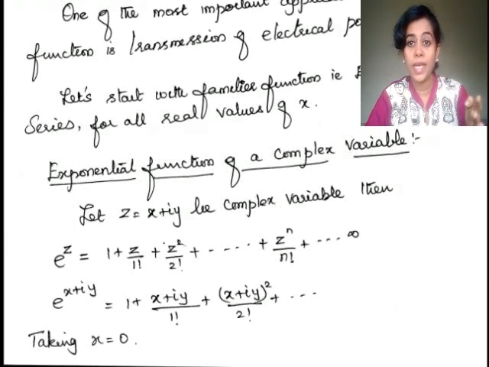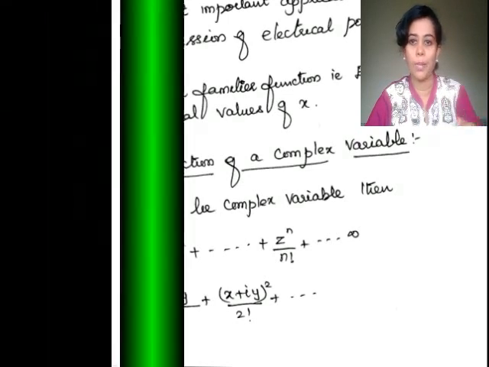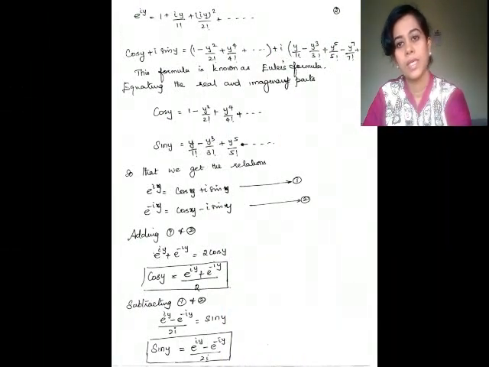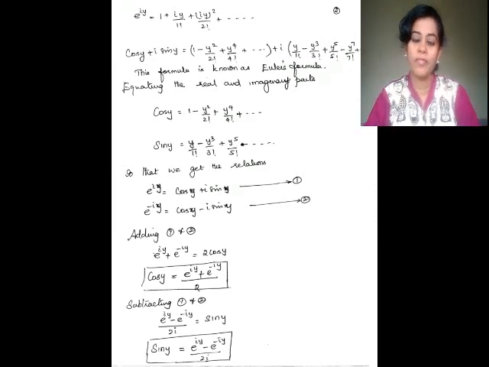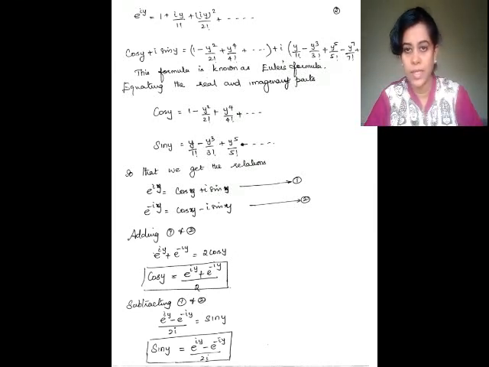When I take x is equal to 0 in this, what will happen? It is e power iy. e power iy is equal to 1 plus iy by 1 factorial plus (iy) the whole square by 2 factorial plus etc. What is e power iy? We all know that e power i theta is equal to cos theta plus i sin theta. Similarly, we can write e power iy is equal to cos y plus i sin y.